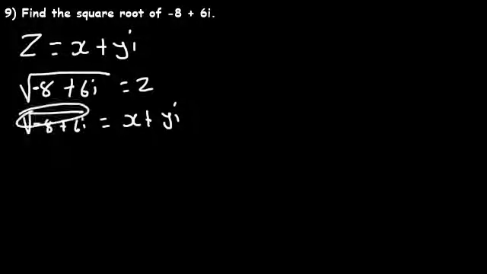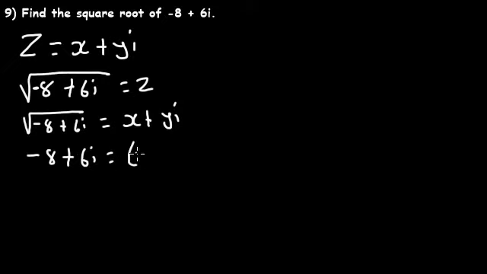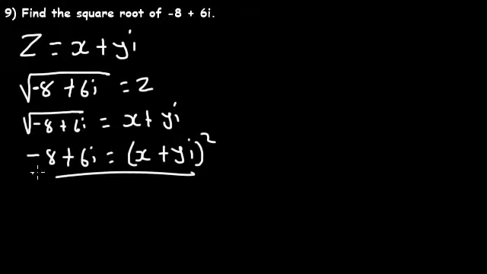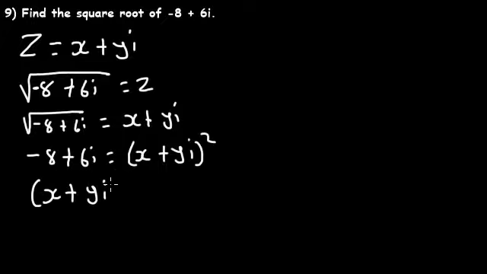Now, taking the square of both sides, we clearly have minus 8 plus 6i equals (x plus yi) all squared. Good. Now let me flip this. I want to flip the position. Since the equal sign is connecting them, nothing will change. (x plus yi) all squared equals negative 8 plus 6i.